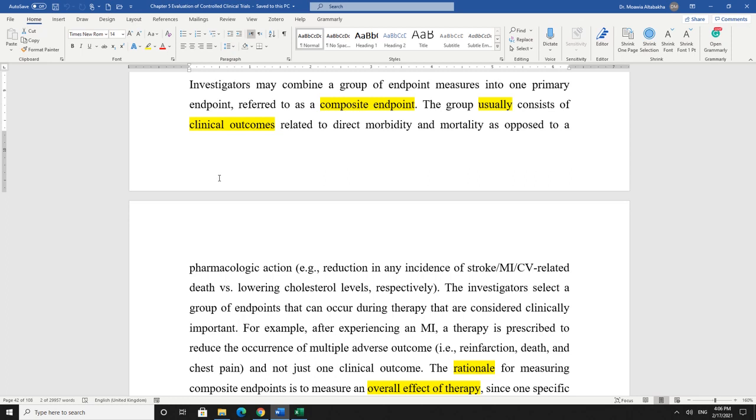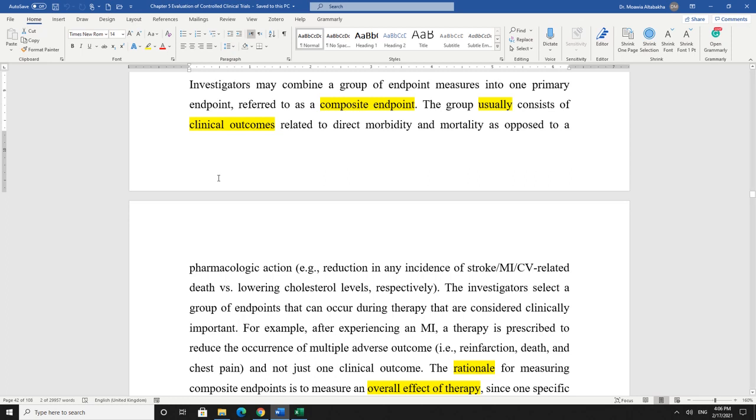Did it remove the problem or not? Okay, we call them clinical outcomes and they are very important. Okay, while we have, for example, pharmacological action or laboratory parameters such as cholesterol level or blood pressure. Okay, and we don't consider them as clinical outcome.